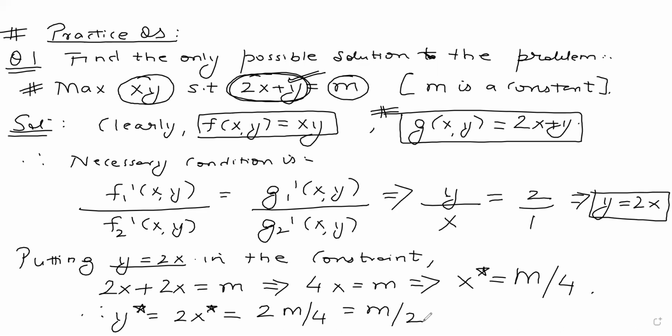Okay, and you multiply them, you get the maximum value of the function. So I can write f of x star, y star will be x star into y star, which is nothing but m by 4 multiplied by m by 2, which is m square by 8. The maximum value of the function f of x star, y star is nothing but m by 4 multiplied by m by 2, which is m square by 8.